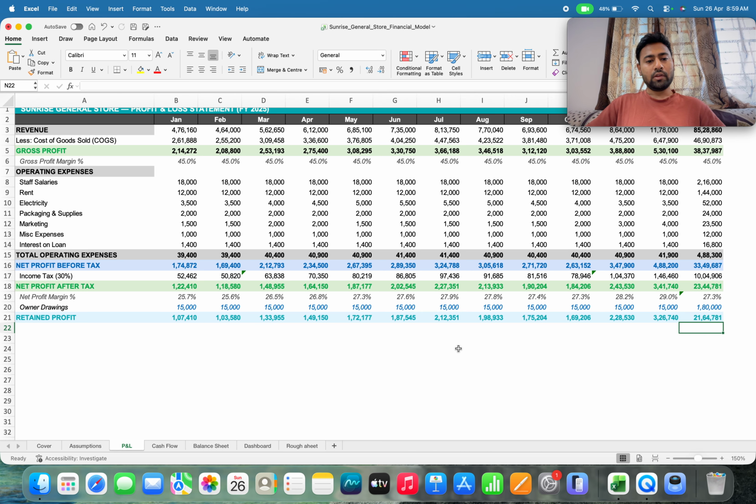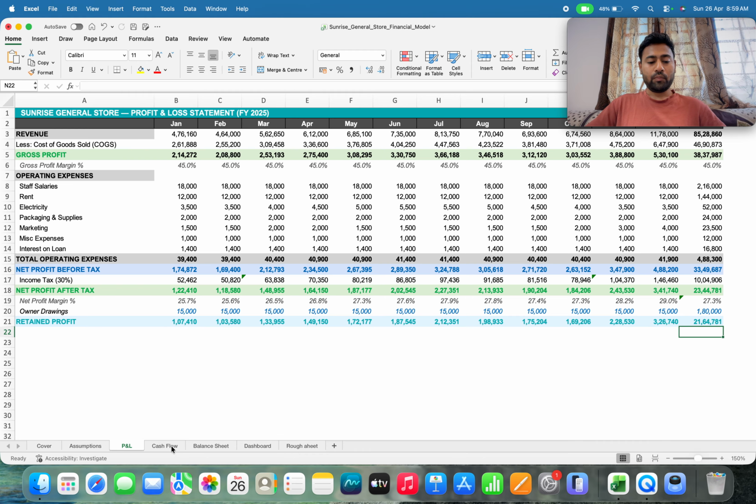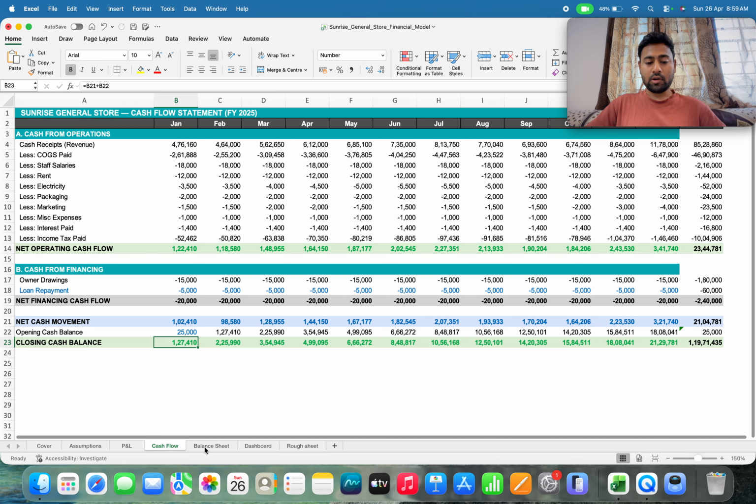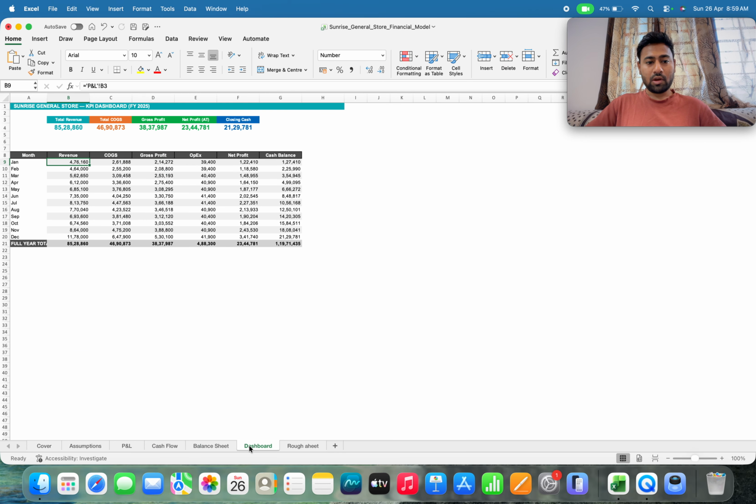So this is the P&L account completed. As I have said, all the sheets are to be connected to each other. So while calculating the profit and loss account, we got the forecasted data of the cash flow and balance sheet, and we also completed the dashboard.